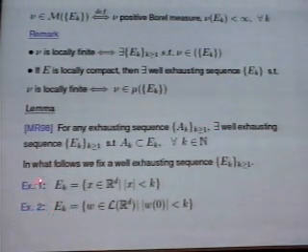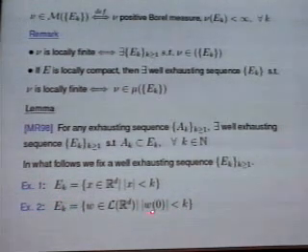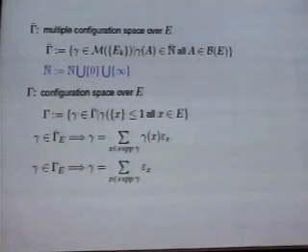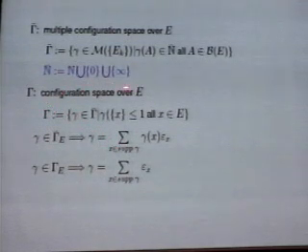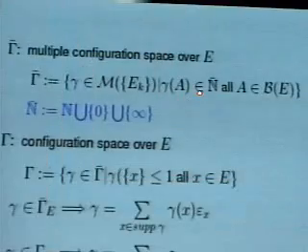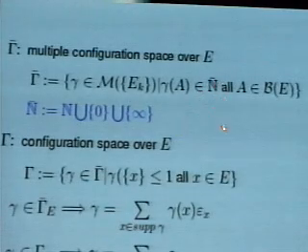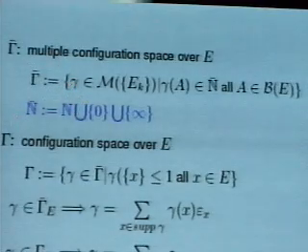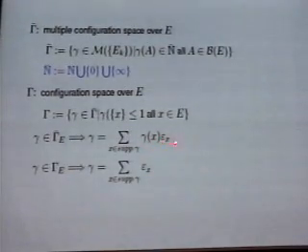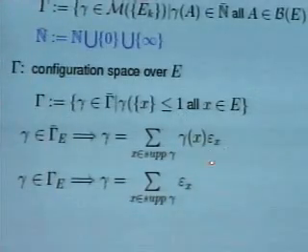For example, in the free loop space, you just take E_K equal to the set where the energy is less than K. The configuration space over E is all the measures that are finite on each E_K and take only integer values. This is the so-called multiple configuration space. And the real configuration space is all those which charge at most one at each position.